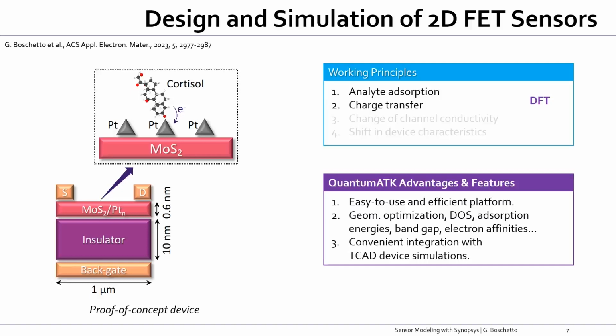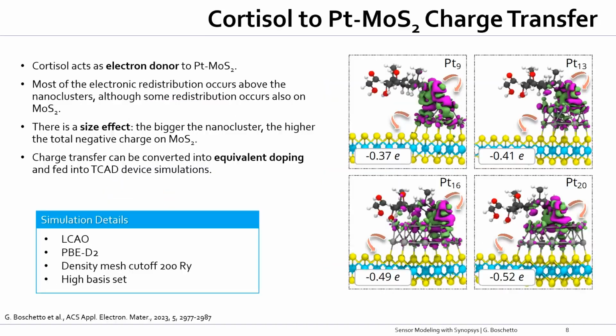Moreover, this is very important for our work, we could conveniently integrate our results with DFT into TCAD device simulations. Now here we show some of the results of our DFT simulations with QuantumATK. On the right, the figure shows the optimized geometries of cortisol absorbed on top of MoS2 decorated with platinum nanoclusters of different sizes. Here we focus mainly on platinum 9, 13, 16, and 20.